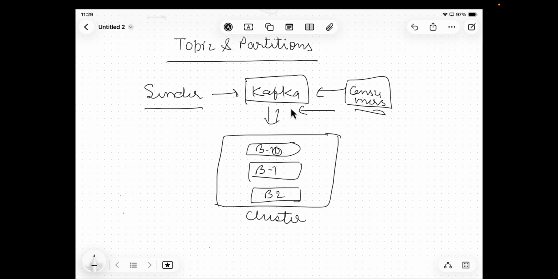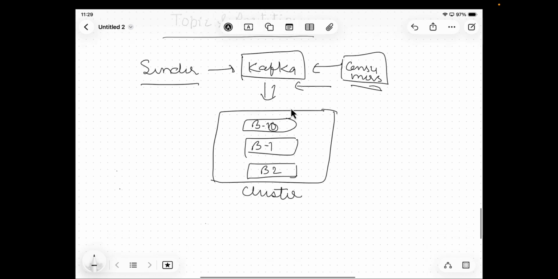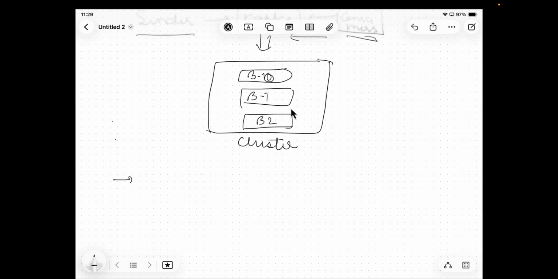But still we haven't got the answer to some fundamental questions, right? What are these fundamental questions? First is how this message is stored and where? When a producer is sending some message, where does this message go and inside the cluster where does it get stored? How is it stored, how does Kafka scale, how does it maintain the ordering? So there are many questions, right?